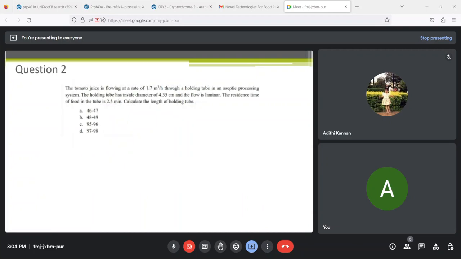Moving to question 2, we'll be dealing with 2 numericals in this session. The first numerical: tomato juice is flowing at a flow rate of 1.7 meter cube per hour through a holding tube in an aseptic processing system. The holding tube has an inside diameter of 4.35 centimeter and the flow is laminar. The residence time of the food in the tube is 2.5 minutes. Calculate the length of the holding tube.